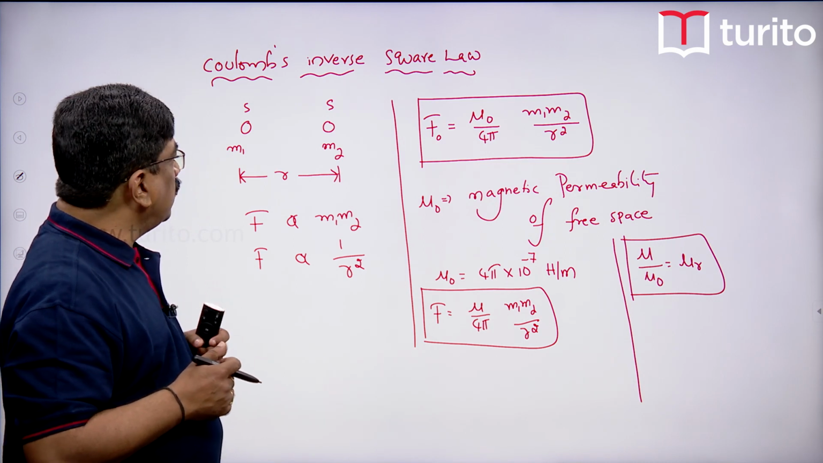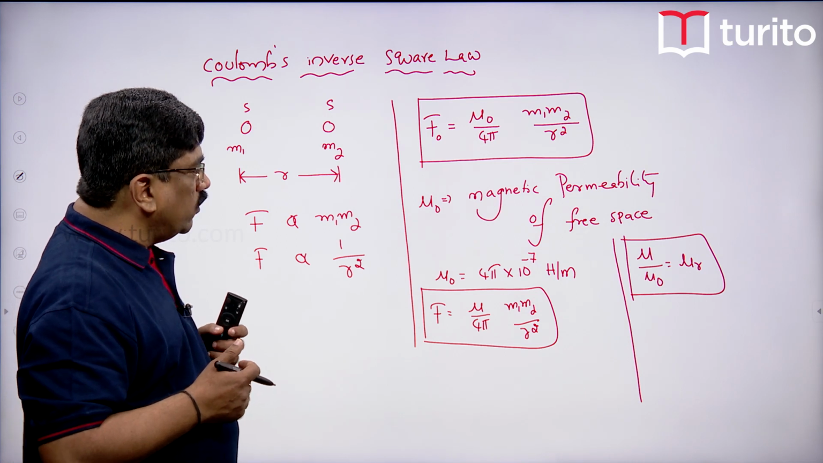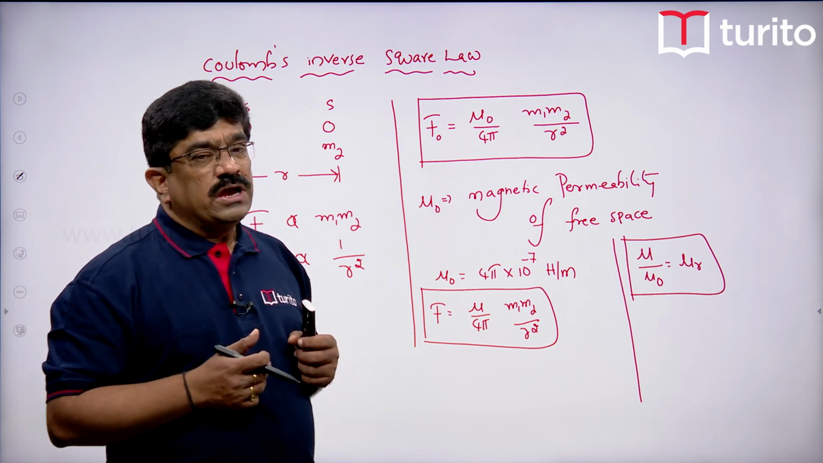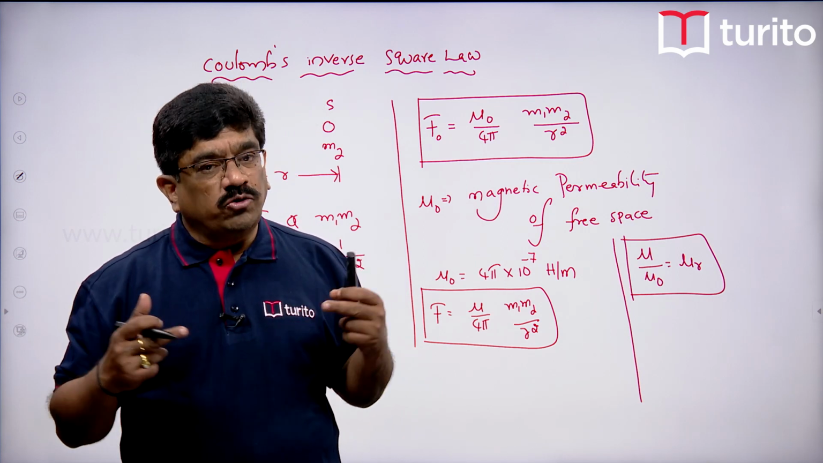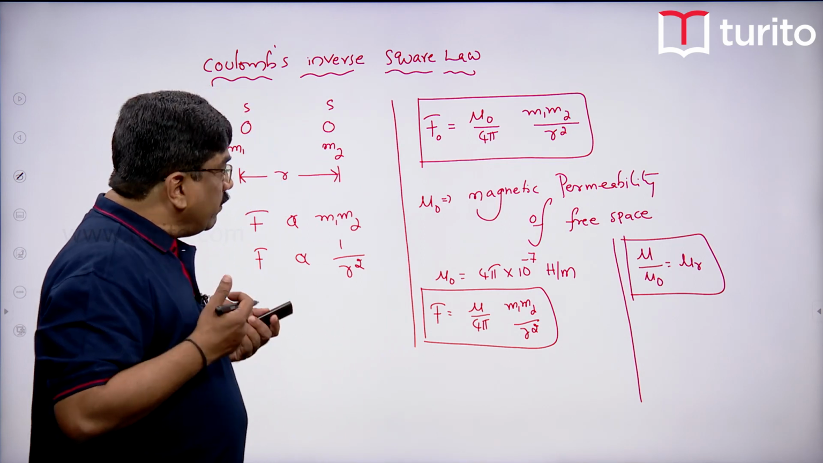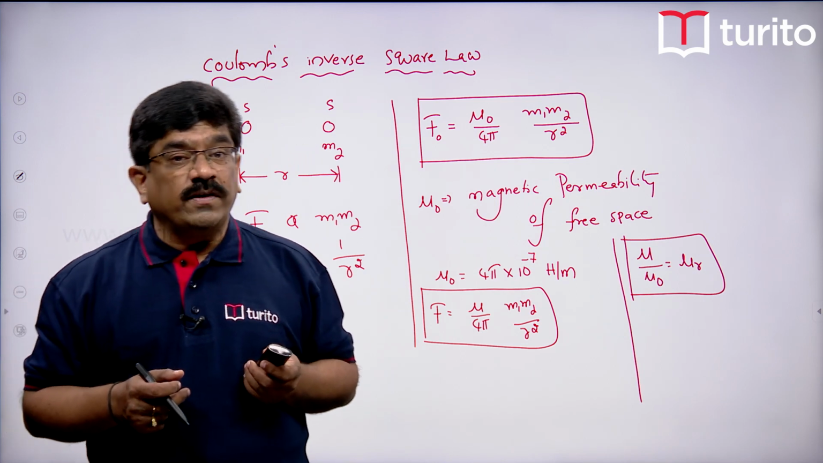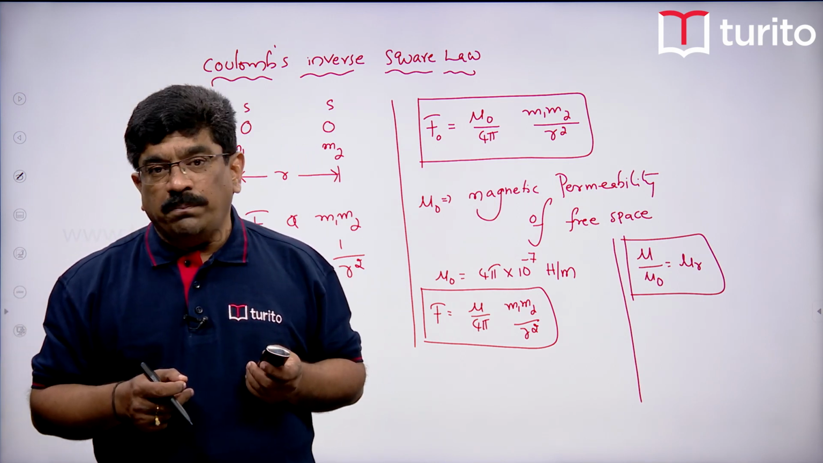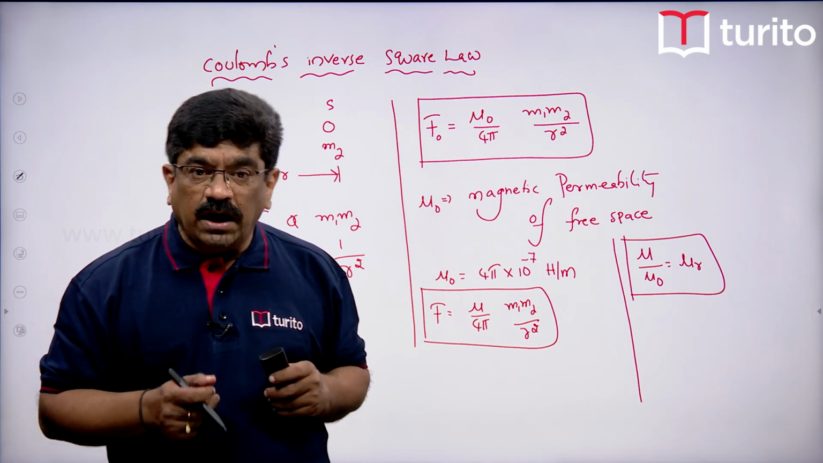So, this is about Coulomb's inverse square law. Regarding the magnetic force, it is a central force, it always acts along the line joining the two magnetic poles, and the magnetic force is a conservative force. Conservative force means the work done is independent of the path, it just depends on the initial and final positions.